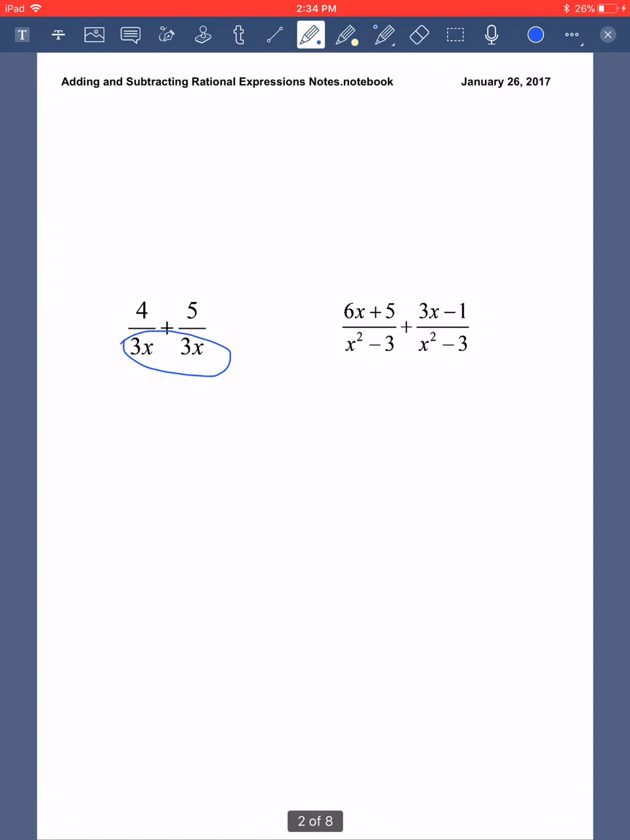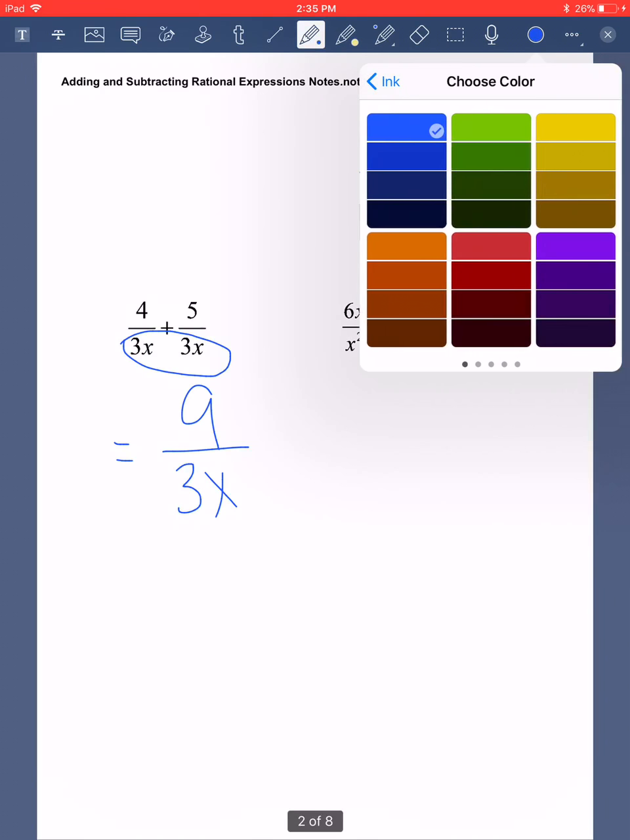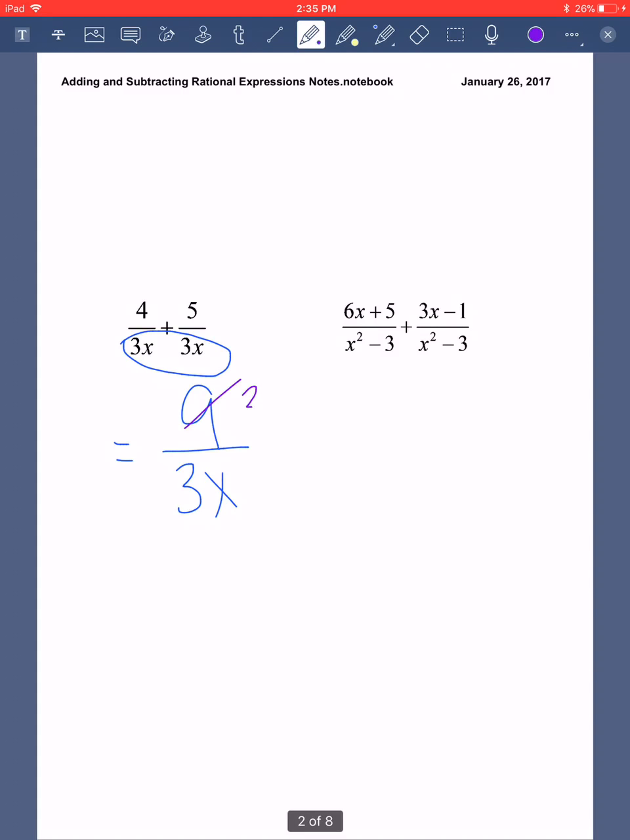So when I add and subtract just basic fractions, my denominator will stay the same. So it's going to be 3x. And then my numerator, I just add straight across. So 4 plus 5 is 9. So I get 9 over 3x. Because it's 3x, that means they're being multiplied. So I can actually simplify even further. So 9 and 3 are both divisible by 3. So I'd make it 3 and 1. So we end up with 3 over x.